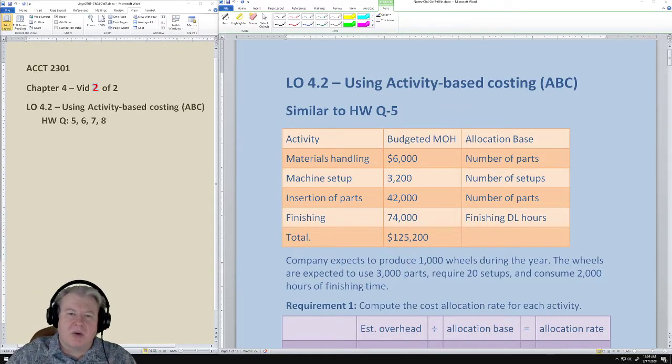Okay, welcome back. We are closing out chapter 4 with the second of two videos, and we're going to just focus on learning objective 4.2, the actual meat and potatoes of using this activity-based costing.